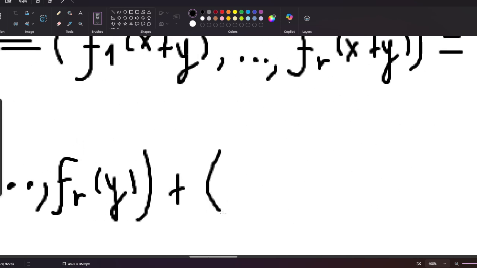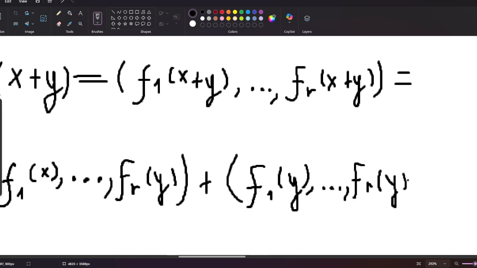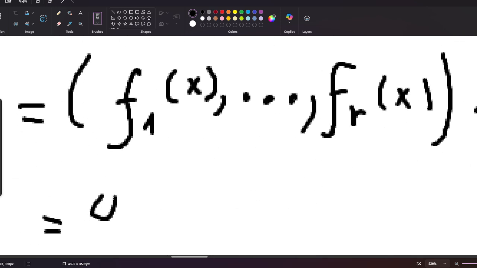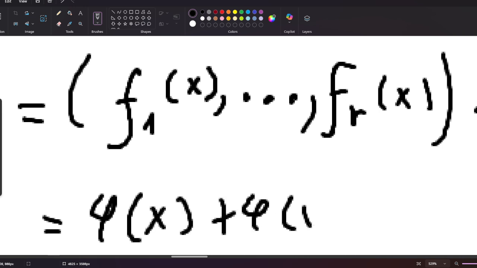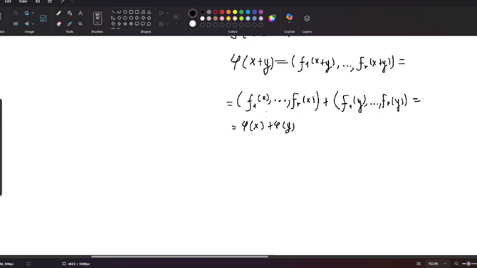Plus f_1(y), and in the end we have f_r(y). Okay, I don't know why I wrote y here. It's supposed to be x in this tuple. So that essentially is just phi of x plus phi of y. So the first part that would make this mapping linear is proved.